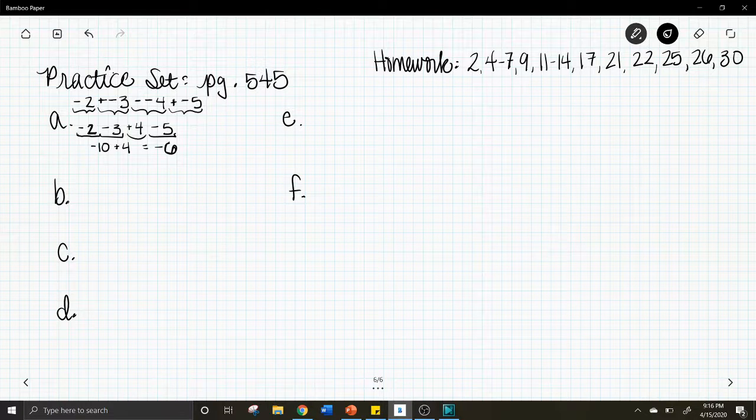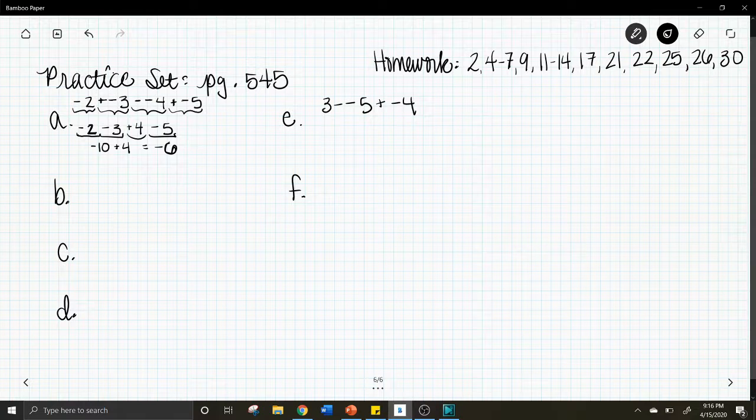So I'll give you guys some time. Actually, let's do letter E together, and then I'll give you time to work on the rest. This time I hope I write all the numbers correctly. 3 minus negative 5 plus minus 4 minus plus 2 plus 8. So we'll look at each number and whatever signs are in front of them.